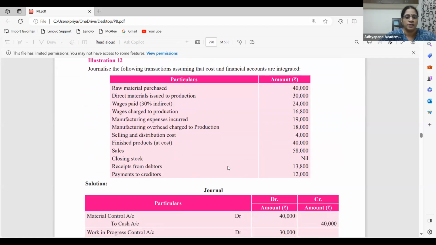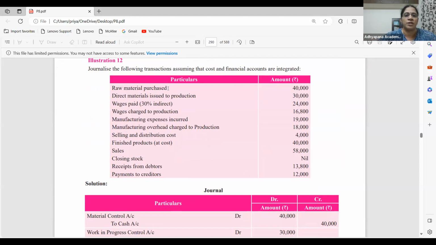Now coming to sums. They are asking us to journalize the transactions, assuming cost and financial accounts are integrated. So you have to follow the integrated accounting system. Let me not get into the solution. I will just explain by the entries itself.